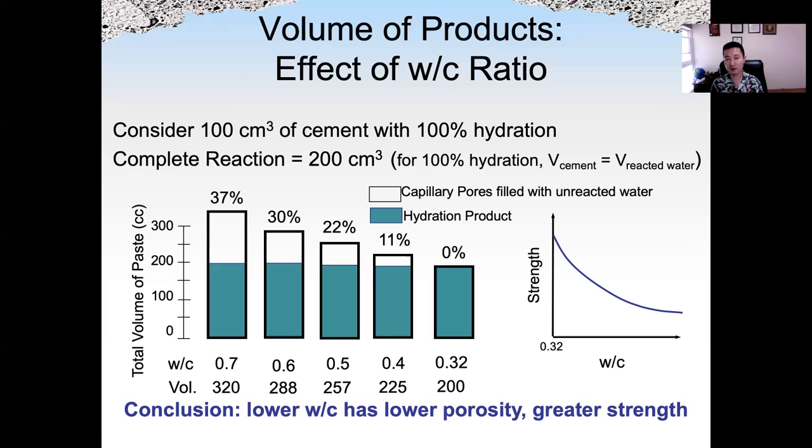All the cement is consumed, all the water is consumed, there's no capillary pores left. That's very good because the more capillary pores, the weaker the concrete will be, and also the more permeable. So in turn, concrete will be less durable. We can see here, the higher the water cement ratio, the more capillary pores we have. In other words, with a lower water cement ratio, we have less porosity and higher strength, as we can see from this curve.